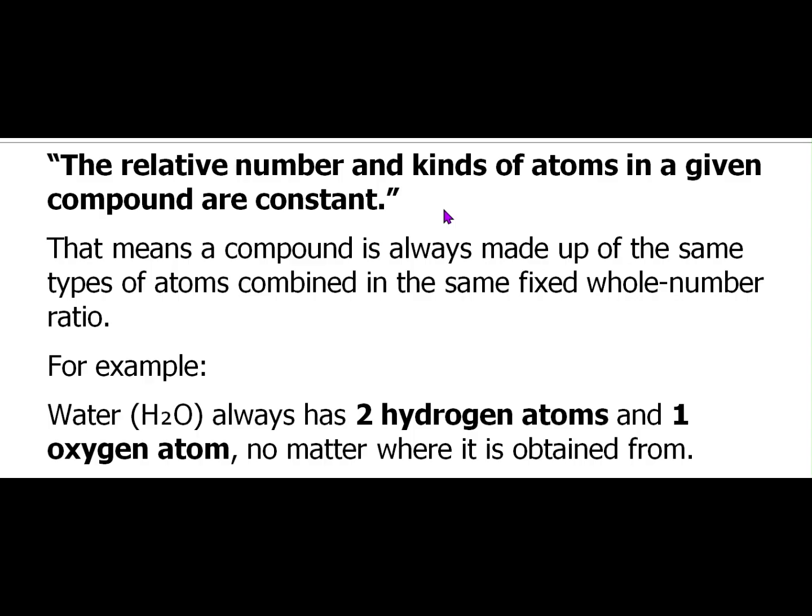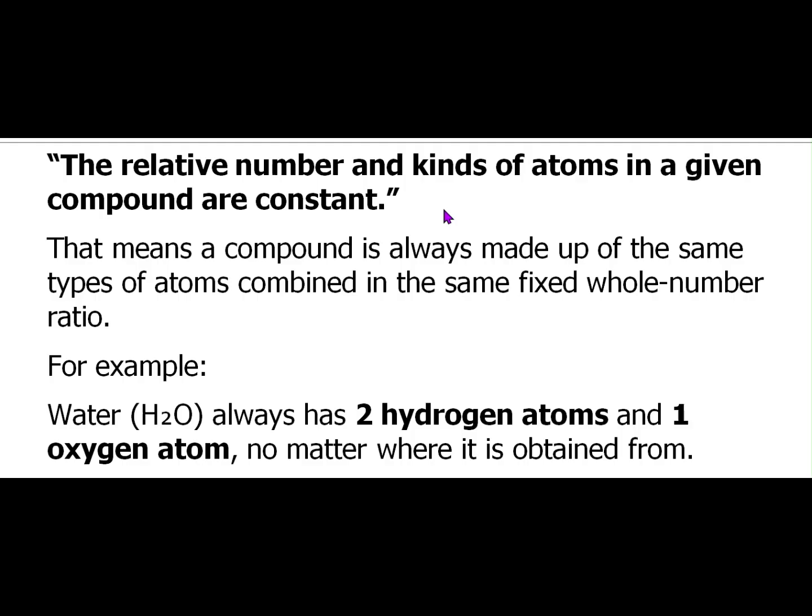Combined in the same fixed whole number ratio. For example, water, H2O: two hydrogen atoms and one oxygen atom. Because the same types of atoms combine to form water. Number two, they have a fixed ratio, that is 2 is to 1, two hydrogen atoms and one oxygen atom.